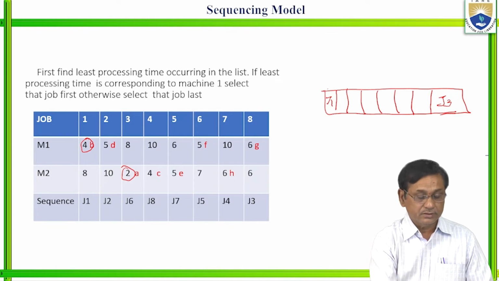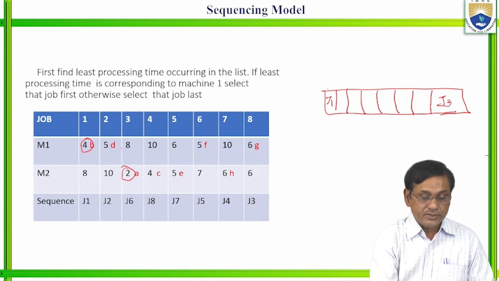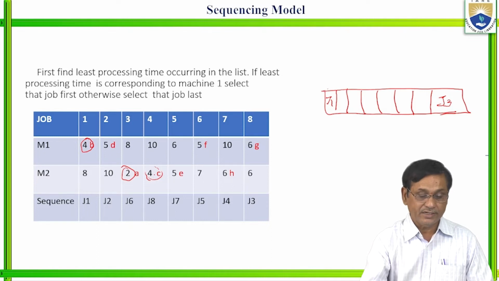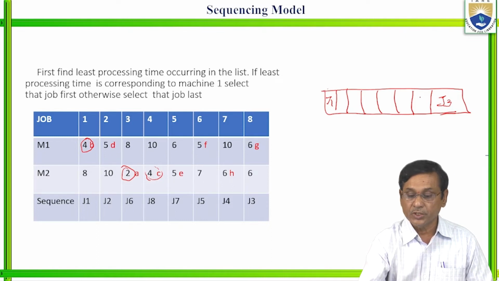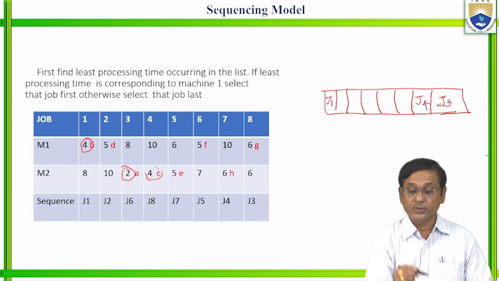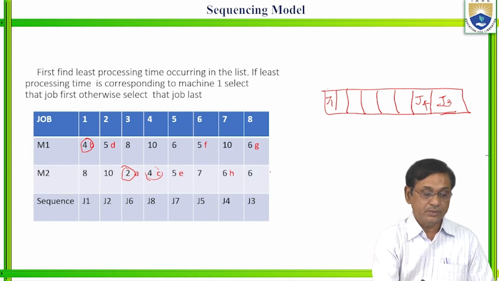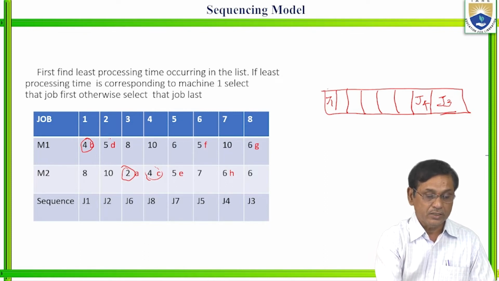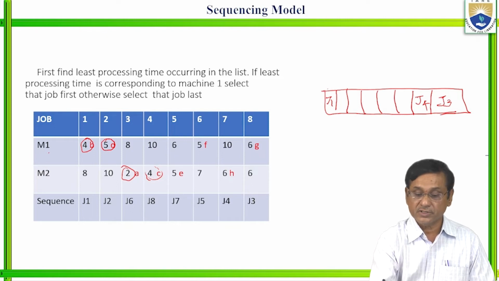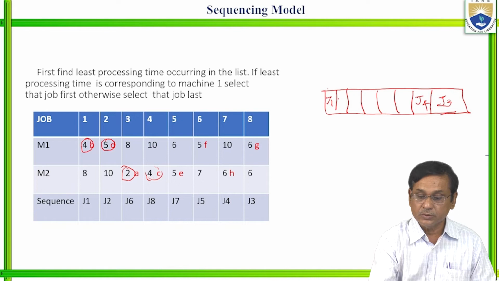Then next lowest is 4. Now consider the fourth job. This corresponds to machine 2. If it is machine 2, that should be selected at the end. So job 4 should be placed from the last, in the second-to-last slot. Then the next least processing time is 5. That corresponds to machine 1, so the second job on machine 1. The least processing time is 5 hours. If it is the first machine, we have to consider it from the first onwards. So this is J2.